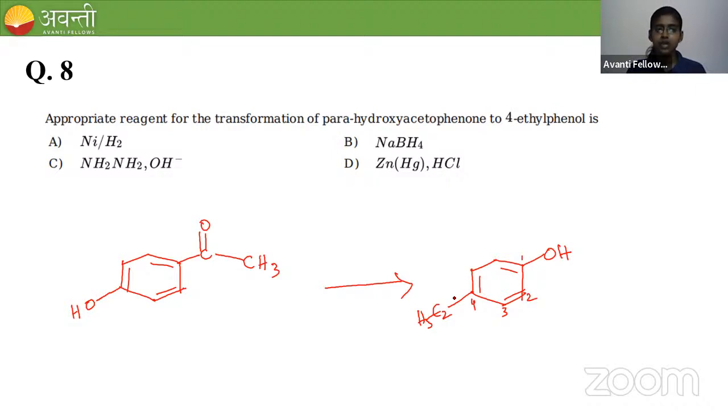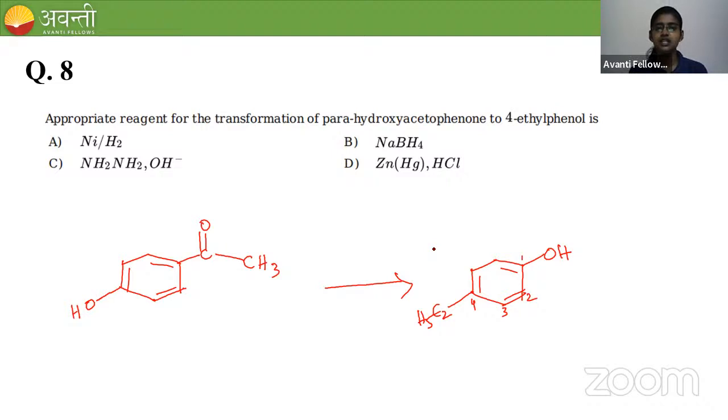Now, how to convert this? Any idea to convert this? Can you think of it and let me know in the chat box for the answer? How to convert this? Which is a more effective method to convert it?